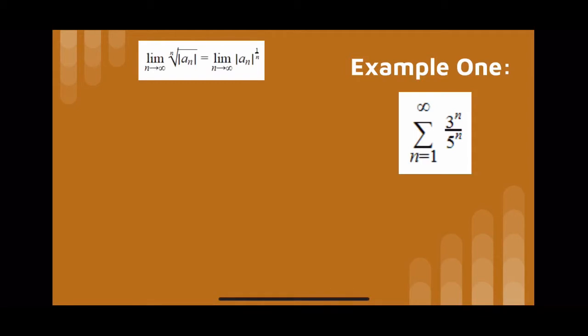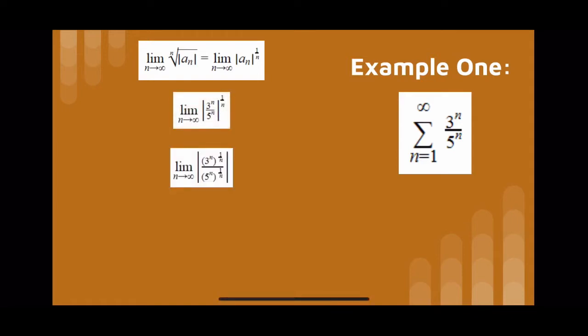Start with our first example, the sum of 3 to the n over 5 to the n from 1 to infinity. As you can see, the equation that I had in the previous slide is equivalent to the limit as n approaches infinity of the absolute value of a sub n to the 1 over n. This is just a different way of writing the equation. I simply made the root into an exponent.